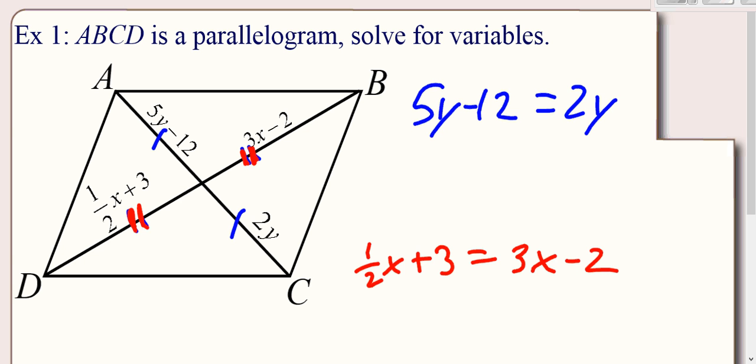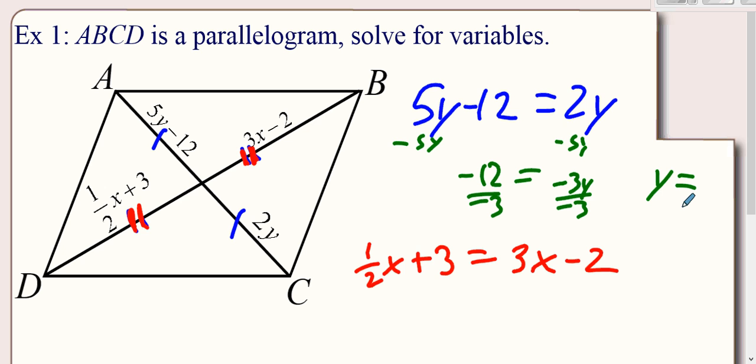Get your y's together and solve. So minus 5y and divide. So you get y equals 4. Do the same thing, solve for x.